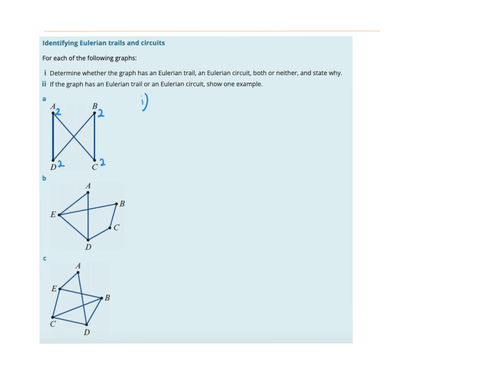So can it have a Eulerian trail? Yes, because it's all even. And can it have a circuit? Yes. So this one you would say yes, it can have a trail and a circuit. And when we state why, we just say because all vertices are even.